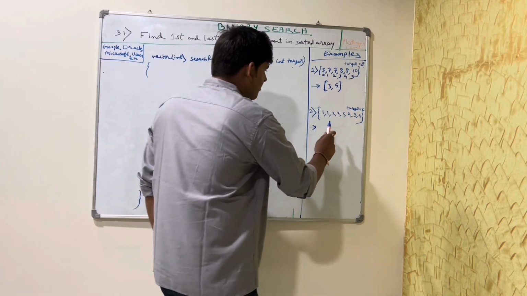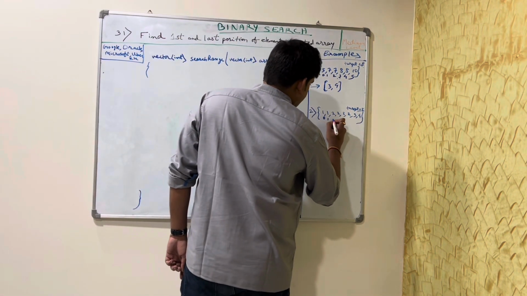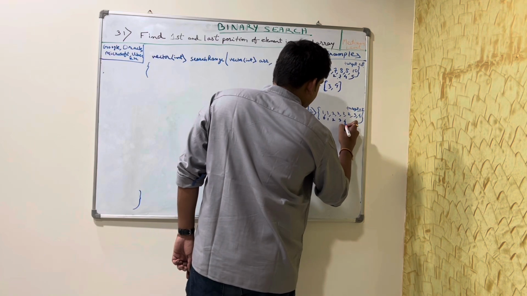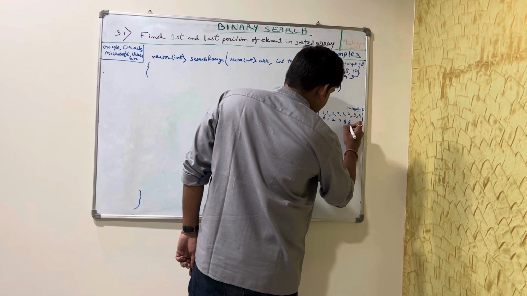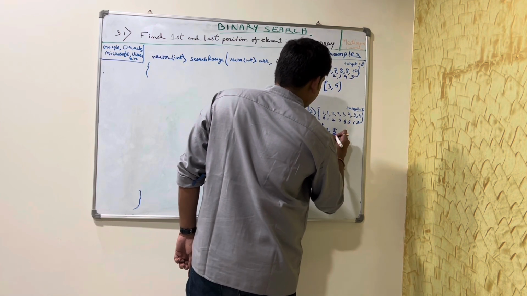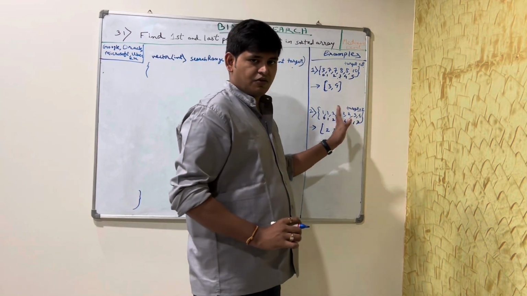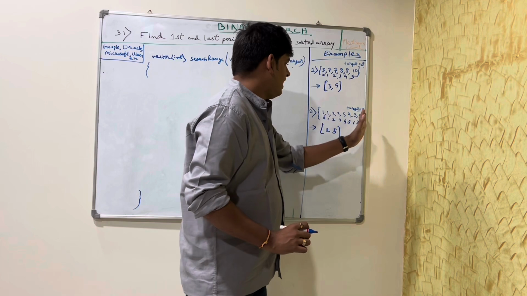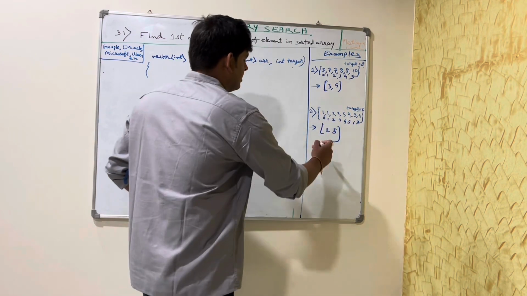In the second example we need to find 2, and the first occurrence of 2 is at index 2 and the last occurrence is at index 5. So our answer would be 2 and 5. Between 2 and 5, all the elements of the array are the target element, which is 2 here. So we need to return this.